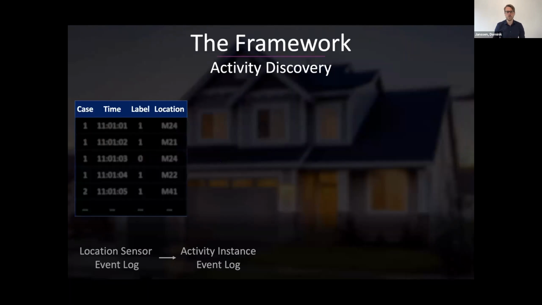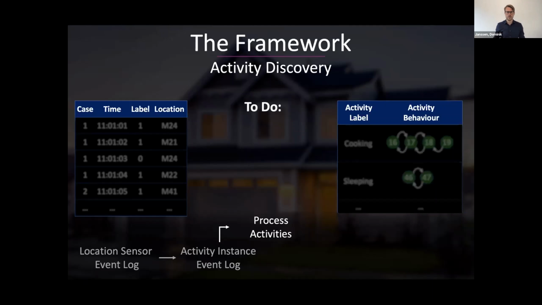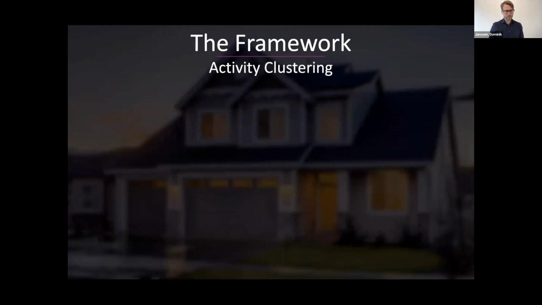So we have the activity instance event log we just created with the cases, and we want to cluster those similar cases and find an activity label for each cluster. That gives us the process activities. There are things we need to do, obviously. We need to do the clustering and we need to do the labeling.